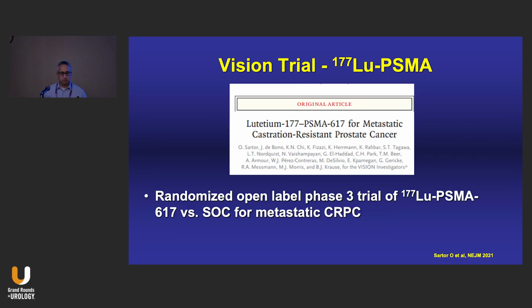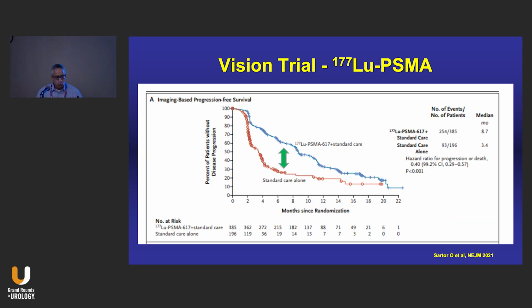The trial that's really important for everyone to know is the VISION trial. This was published in the New England Journal of Medicine in 2021. Oliver Sartor is the lead author. It's a randomized open-label phase 3 trial randomizing patients with castrate-resistant metastatic prostate cancer to either standard of care, whatever that might be, with any of the agents, versus lutetium-177 PSMA.